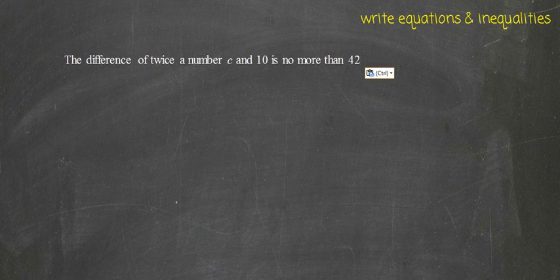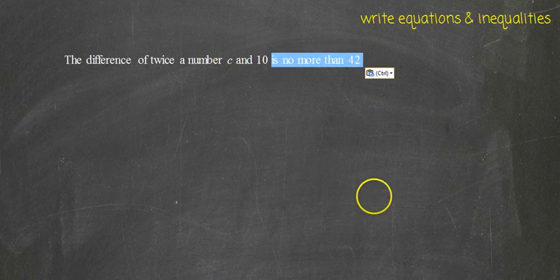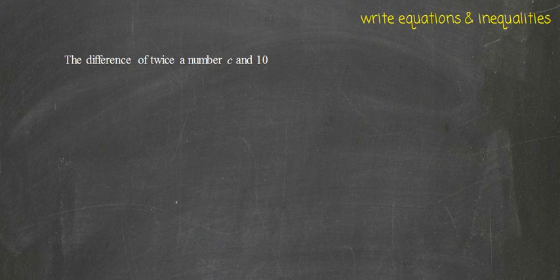The difference of twice a number C and 10 is no more than 42. Well, the "is no more than 42" part, that's the new part. So let's go ahead and take it out just so we can look at the first part and see that it's what we've been doing all along.